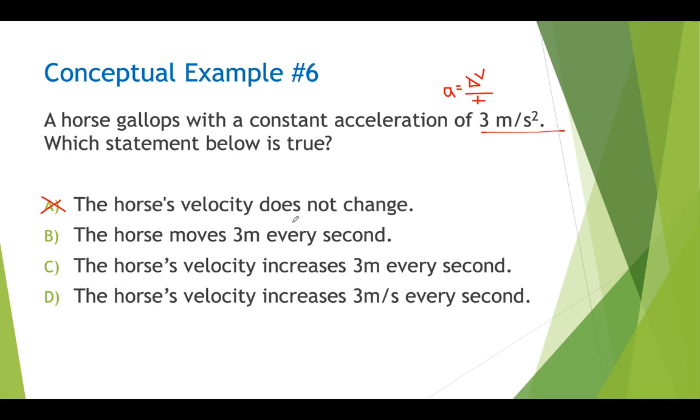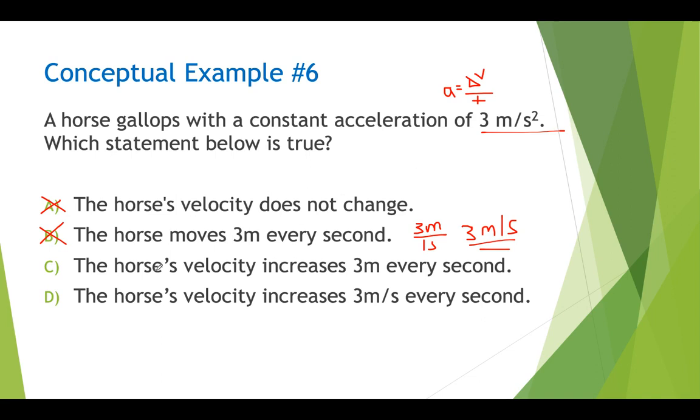B, the horse moves 3 meters every second. If we consider what those units would look like, if we move 3 meters every 1 second, that is 3 meters per second. This would give us a constant speed or a constant velocity. So B cannot be our answer choice. Constant velocity means that we are not accelerating.